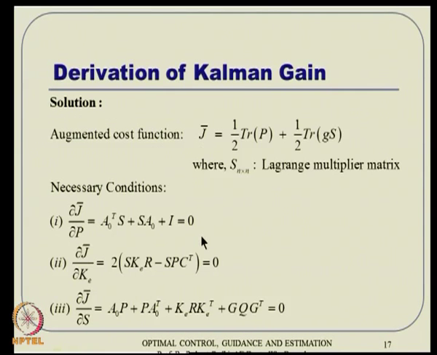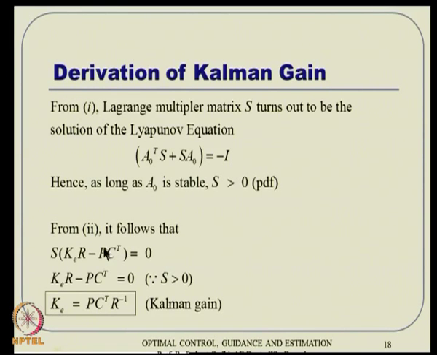Now, once you have that, let us go to equation 2, and see what it tells us. It tells us that K_e R minus P C transpose is 0, because S is a positive definite matrix and cannot be 0. So, K_e is nothing but P C transpose R inverse. Interestingly, it is exactly similar to what we derived in the LQ observer theory. If you see the slides for that lecture, you will see that.